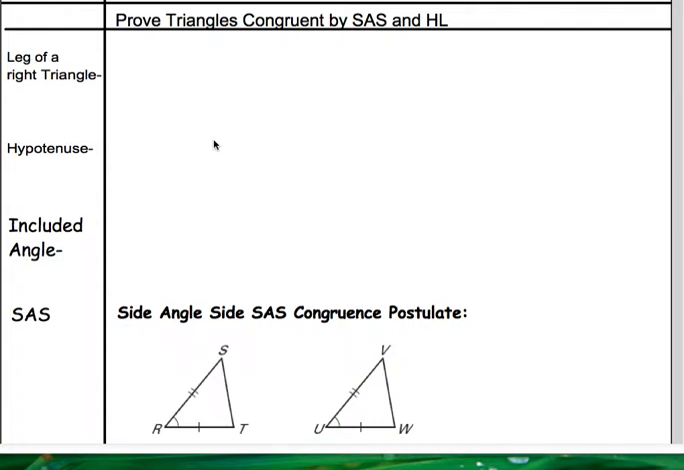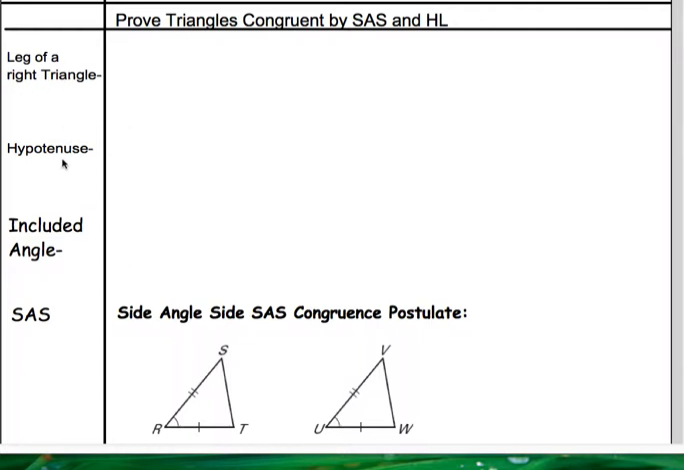Two more shortcuts. We've already gone through all the shortcuts, but this one focuses on two shortcuts, side angle side and hypotenuse leg. The previous section focused on side, side, side. So at first here we're going to talk about some definitions.